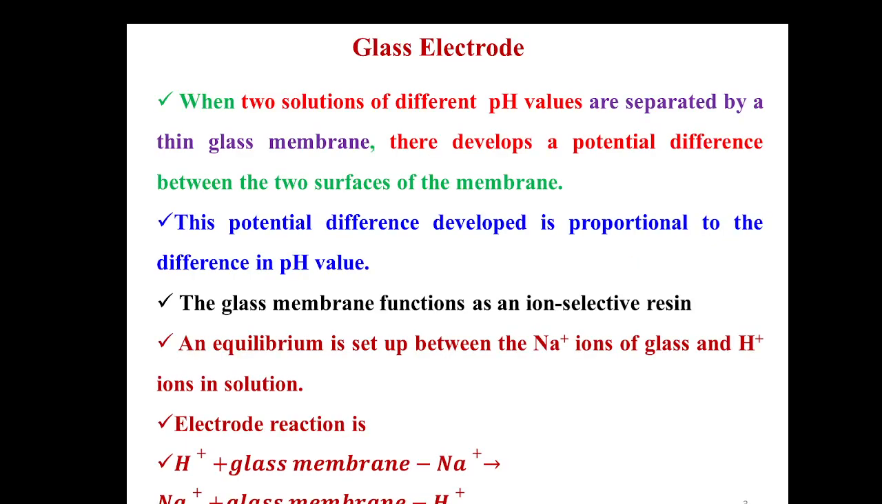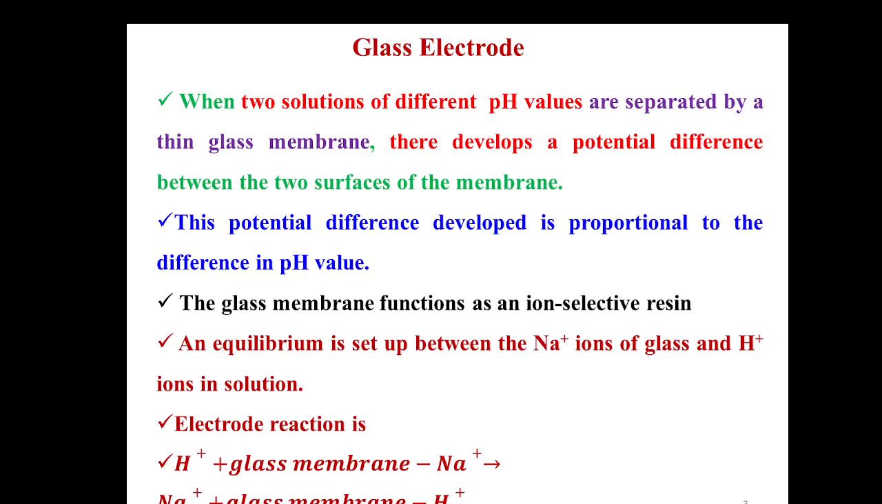When two solutions of different pH values are separated by a thin glass membrane, there develops a potential difference between the two surfaces of the membrane. This potential difference developed is proportional to the difference in pH value. This is the principle of a glass electrode.